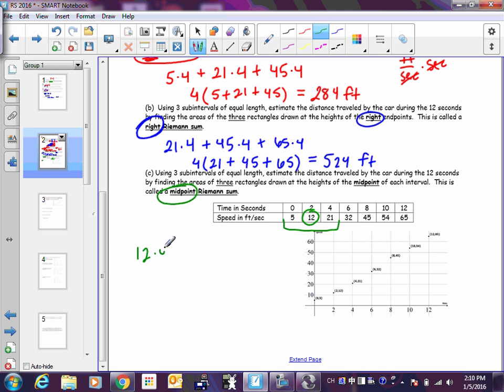So 12 times 4. On the graph, still the rectangle would be a base of 4, but the height would be determined by the middle point. So it's the same kind of thing. I'm just choosing the middle number, not the left or the right. Go ahead and see if you can finish this one out on your own.